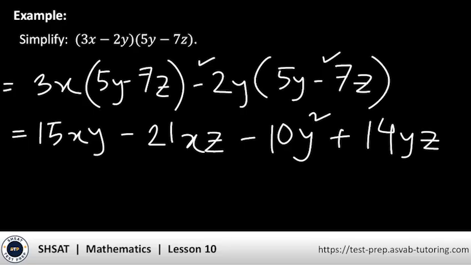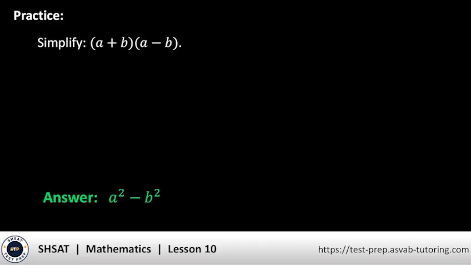Okay, now what? Now, is there any variable which are common? Because we have xy, xz, y squared, yz. No, right? Since there are no variables that are exactly the same, that is the end of this math. Okay, I hope that you did get it. Let's move on. Here's another practice question for you. I hope that you do get this answer.